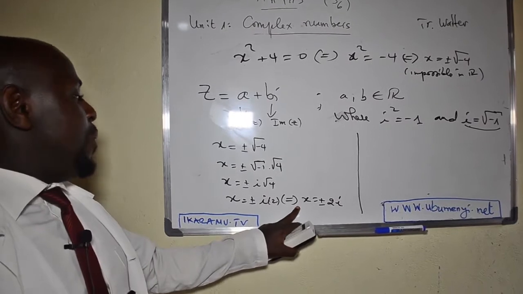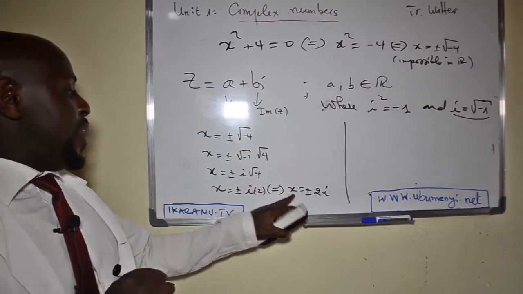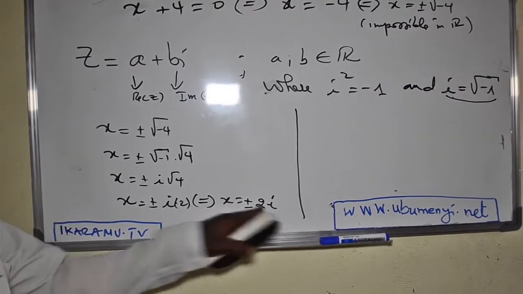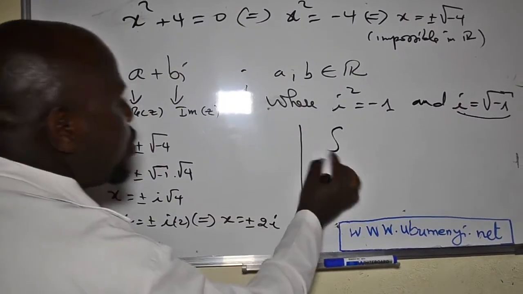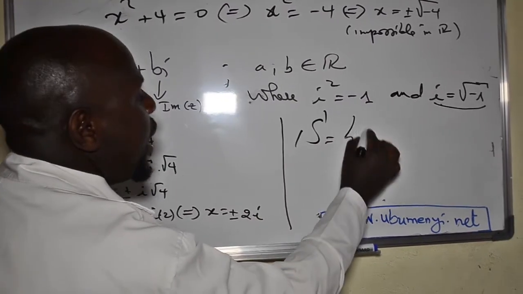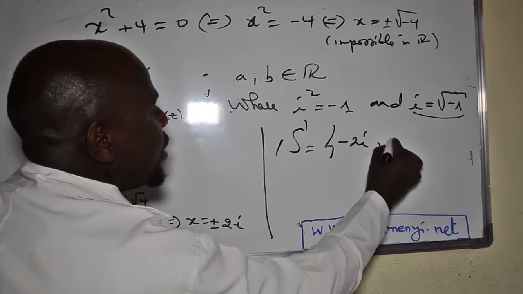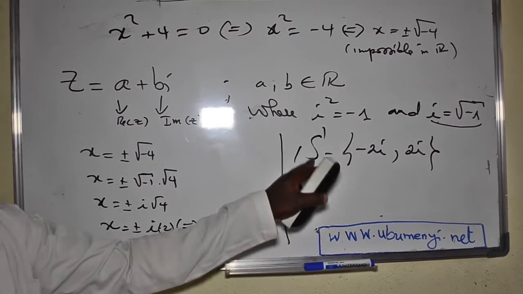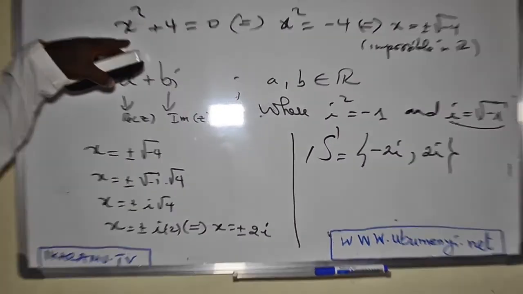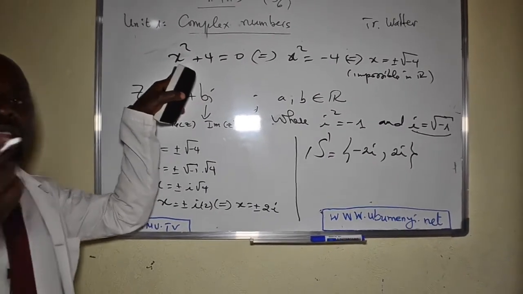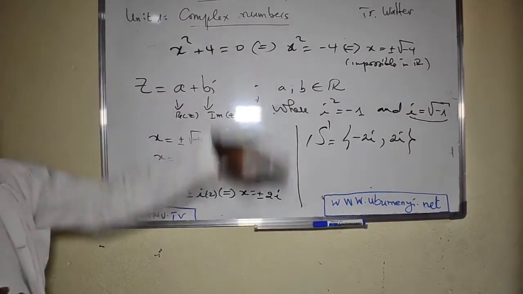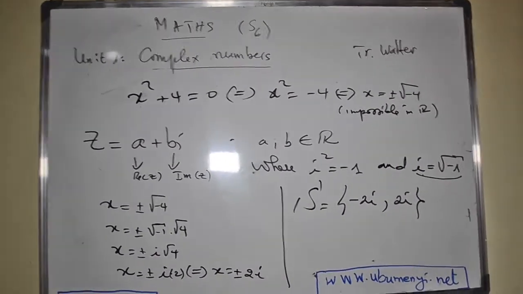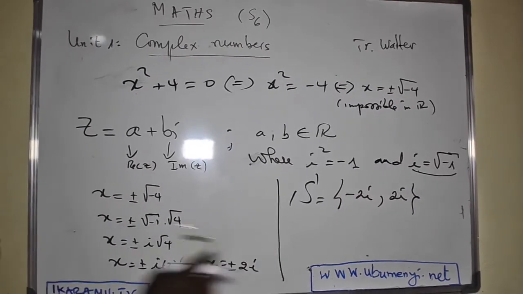I think everybody has seen how we found the solution for x, which is plus or minus 2i, which means that our set of solutions will be negative 2i and 2i. That's why we have plus or minus. This is our set of solutions for this previous equation, which was impossible before because we were not able to find the square root of a negative number. Now, we are coming back to i.